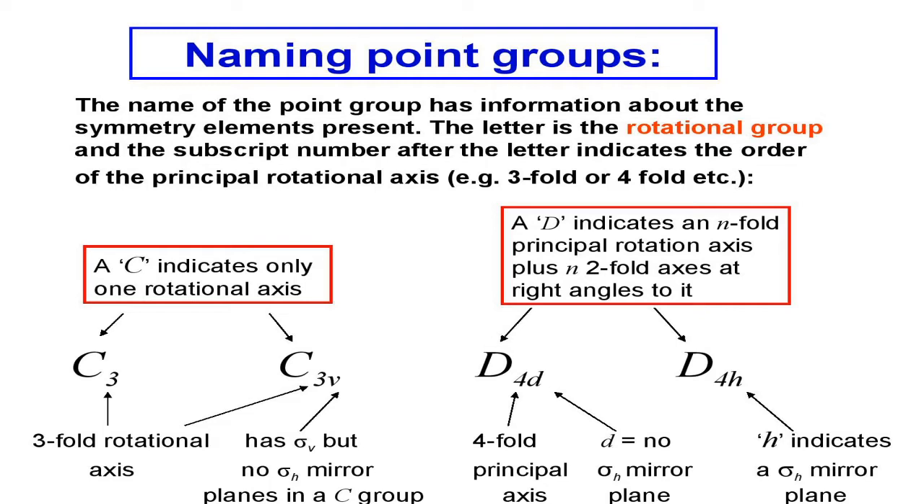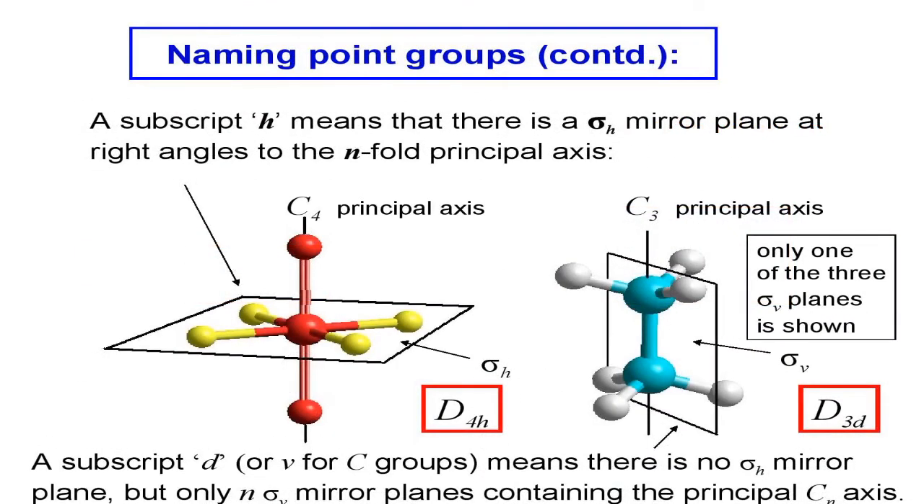Now we move to D4H. D means perpendicular C2 axis. 4 means fourfold principal axis. H indicates the sigma H mirror plane, that is horizontal mirror plane. Thus, we can name the point group.